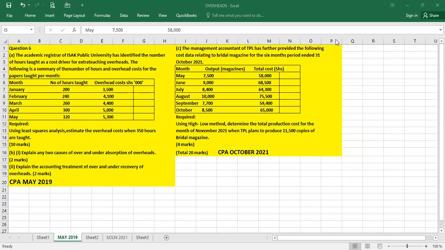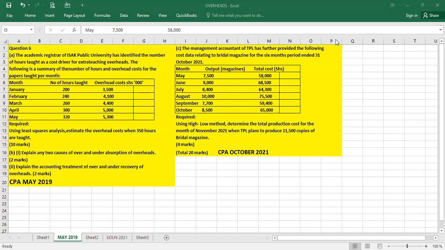Okay, good afternoon, viewers. This is Charles again, and today we are going to continue with our series on overheads. That's cost accounting, paper 7, and we already finished the high-low method.